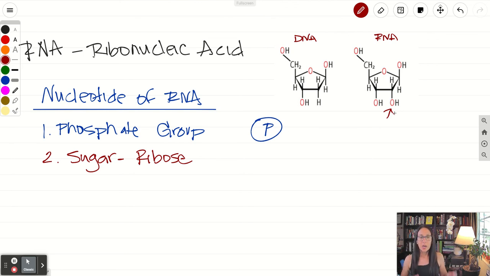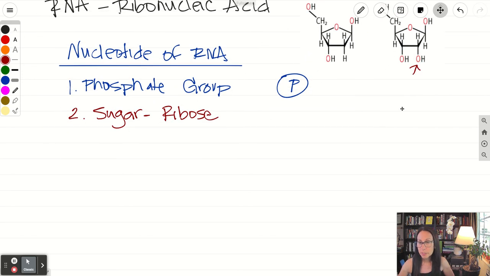Okay? Okay, so we're back to our nucleotide of RNA. And so we have a different sugar for RNA. It's called ribose. And so I'm going to draw it like this. I have a carbon here, and then it attaches to a ring, a carbon ring. Okay, and these carbons are numbered. This one is also 1, this is 2, this is 3, this is 4, and this is 5.